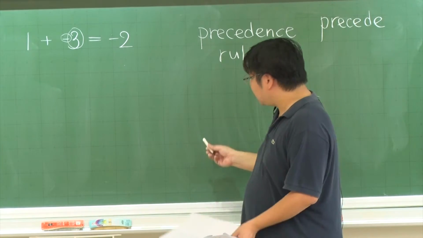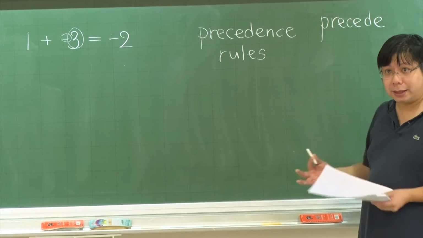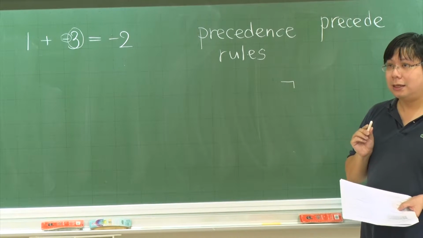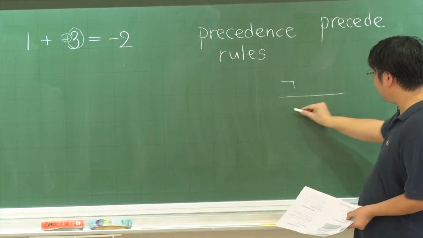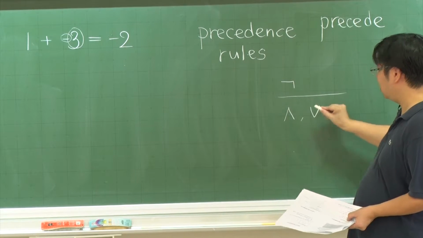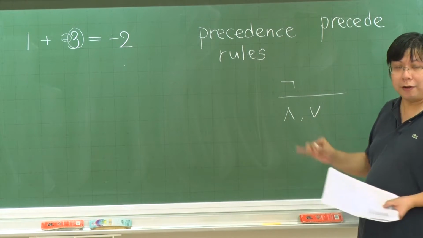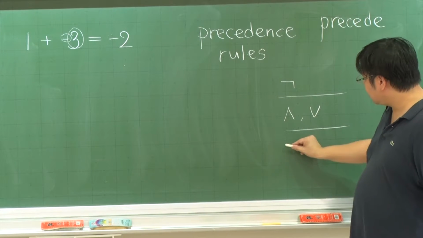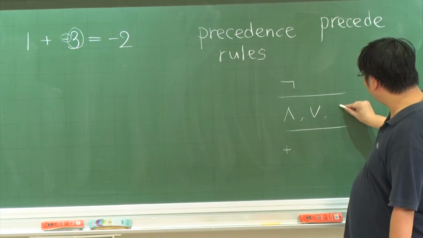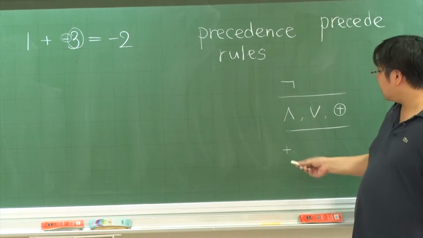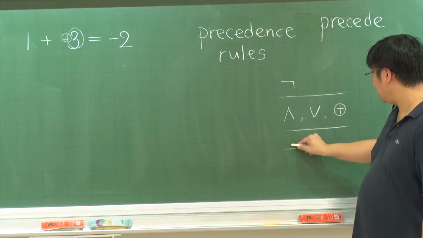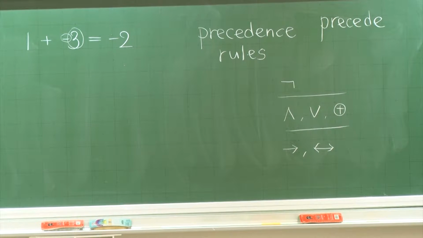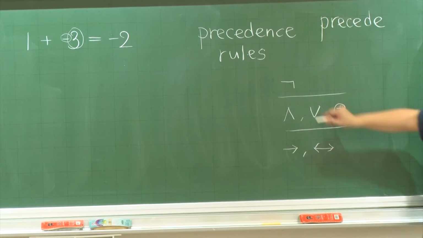The one that has the highest precedence, that we should always do first, is this not. And then the next level is and, or. These two have higher precedence than the others. And then the next level is something like this, or maybe exclusive or. The next level is this imply and this one. Is that okay? So this is the convention.